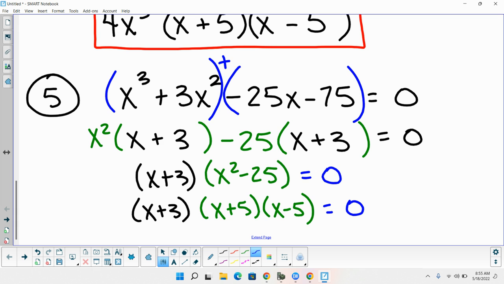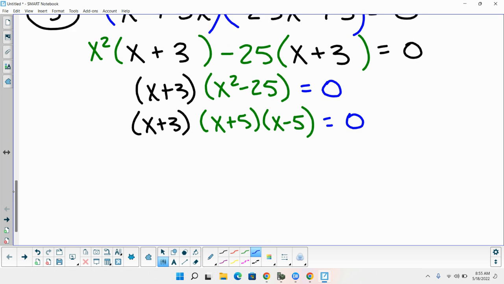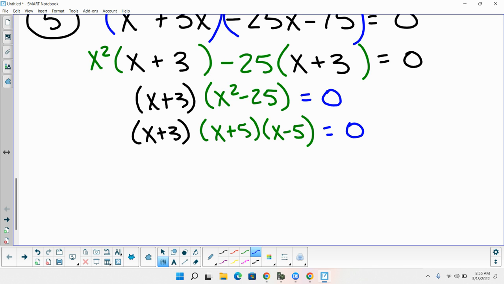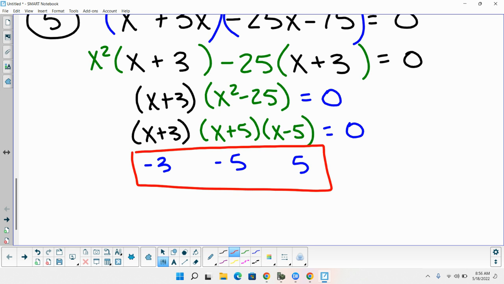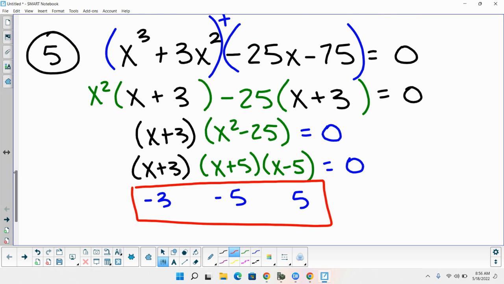So, remember, when it's at this point, we set each one equal to 0, but most of you can look and tell me the 3 answers, right? So what's this answer? That's negative 3, negative 5, and 5, right? There's my 3 answers. Okay? So that's solving by factoring. That was a grouping problem, the way we had to factor. Questions so far? Everybody get that?